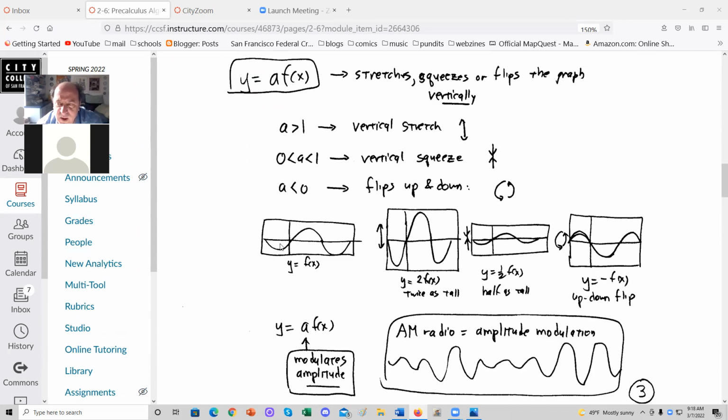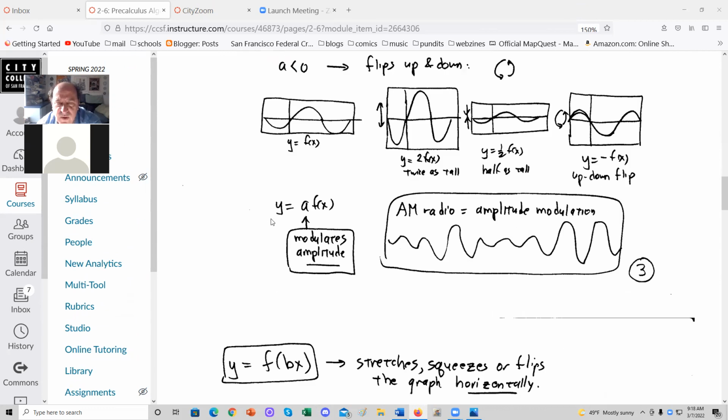So for example, here is the graph of y equals f of x, a sine wave. Y equals 2f of x is stretched to twice as tall. Y equals a half f of x, half as tall. And here, y equals negative f of x flips up for down. So in general, y equals a f of x. What this a does, it modulates the amplitude.